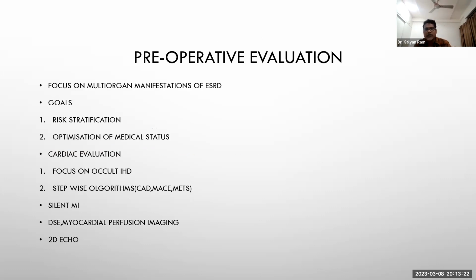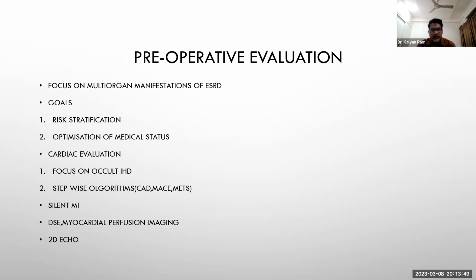Coming to preoperative evaluation, the main focus of our preoperative evaluation should be on multi-organ manifestations of end-stage renal disease. And our main goal should be risk stratification of the patient and optimization of the medical status of the patient. Cardiac evaluation will be our major preoperative evaluation because, as I told, major mortality and morbidity occurs due to cardiac status of the patient.